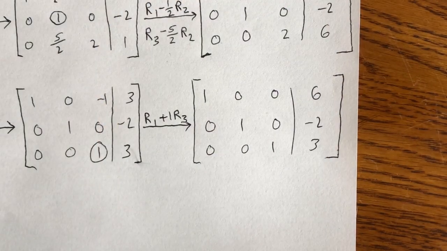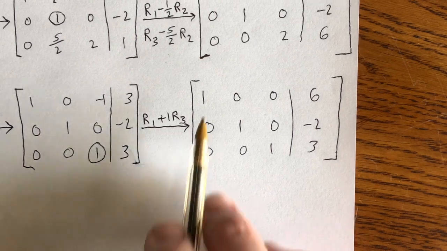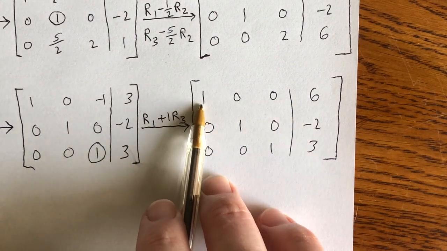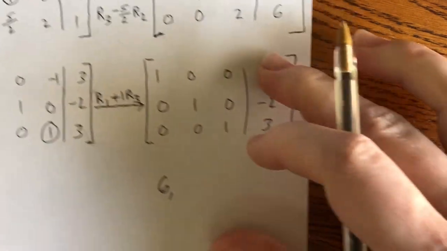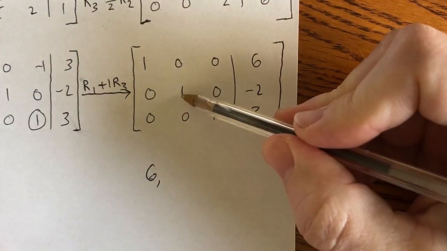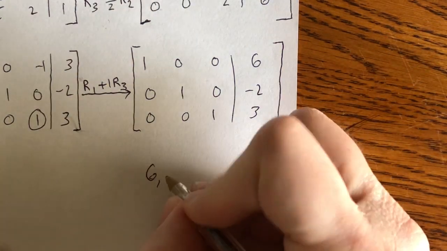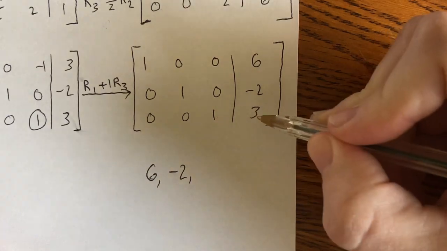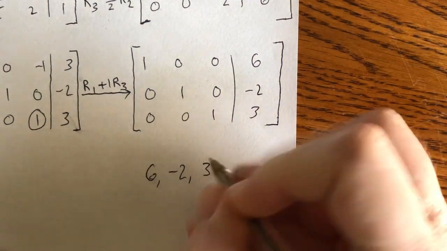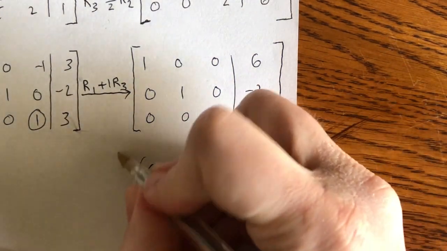Okay, so we've completed the Gauss-Jordan elimination method with respect to a 3x4 size, or a system of 3 equations with 3 unknowns. So what does this mean? This means x equals 6. This means y equals -2. And this means z equals 3. So your solution here is what's called an ordered triple.